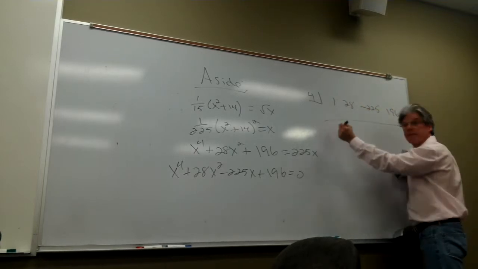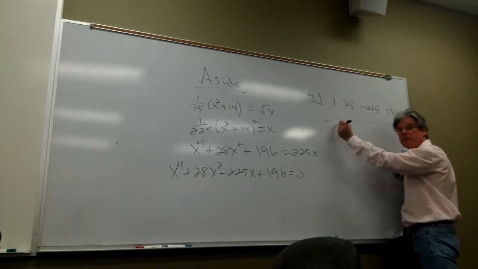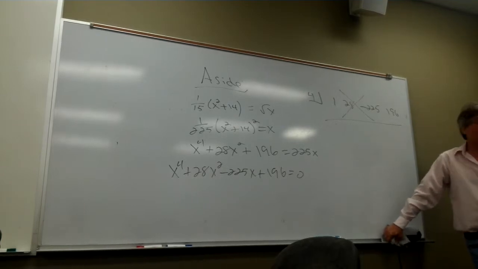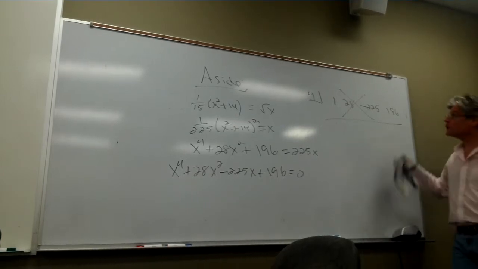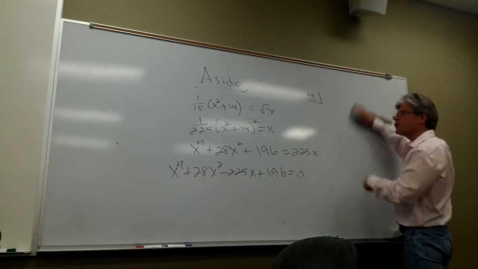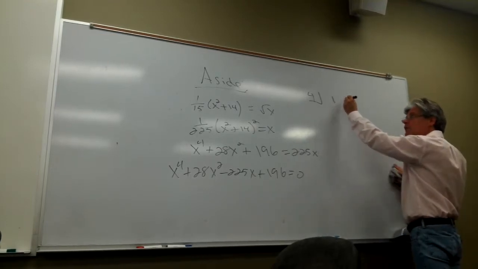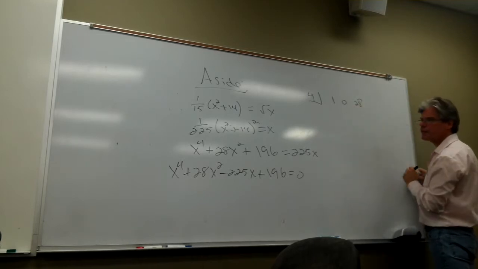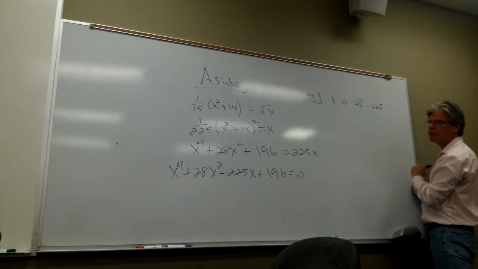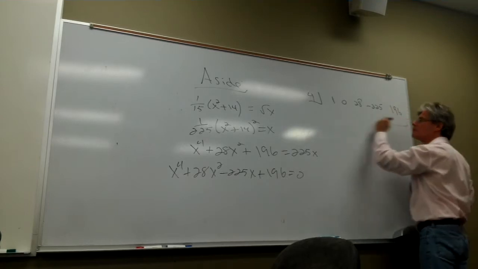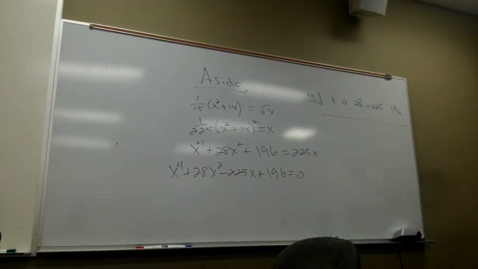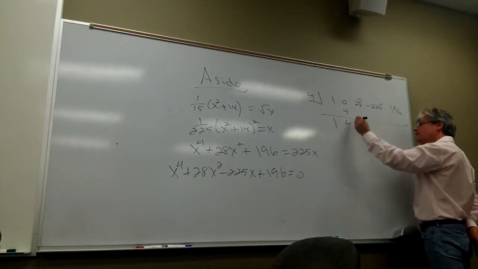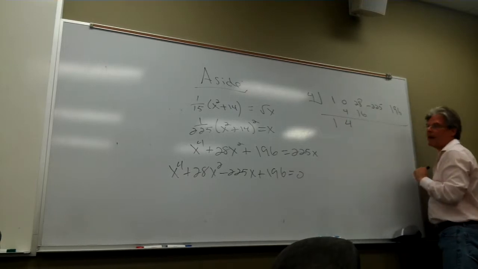So how do I start the process? You missed one. I think I've got to place a coefficient for each and every term in that polynomial from 4 down to 0. So I think the coefficient of x to the fourth is positive 1. Coefficient of x cubed is 0. Coefficient of x squared is 28. Coefficient of x is negative 225. And the constant term is 196. That being the case, I think I'll drop the first entry, multiply, add, multiply, add.